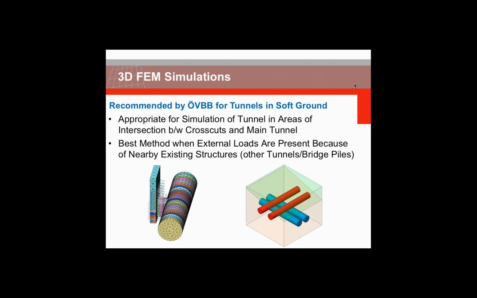Another major method for analysis of ground and groundwater pressure is 3D FEM simulation. This is also recommended by OVBB for tunnels in soft ground. These methods are appropriate for simulation of tunnels in special areas, such as areas of intersection, if there is any crosscut and main tunnel. Such an example is shown in the picture on the left side. You can see penetration of a very long adit into a large diameter tunnel that has to be simulated with 3D FEM analysis. On the right side, you can see another case.